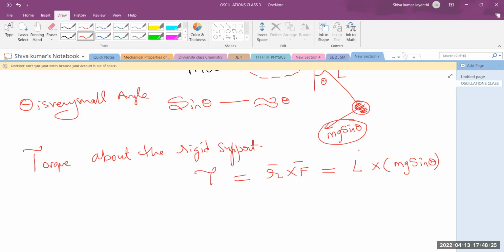So this cross product, if you see, the R bar is in this direction. It's a restoring force, and the restoring force is a negative thing. That is why we are writing minus mg. The restoring force is in the opposite direction to displacement. Understood that? So now if you write the torque tau, it is minus L.